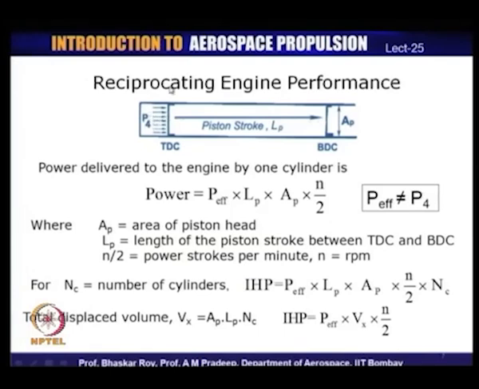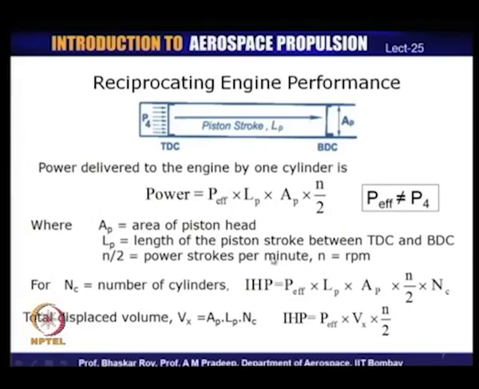That means its motion backwards from TDC to BDC, and it executes the power stroke. Now, the power delivered to the engine by one cylinder is often given by this simple relation: power is equal to P effective into the power stroke into the area of the piston into n by 2, n by 2 being the power strokes per minute, where n is actually the RPM.